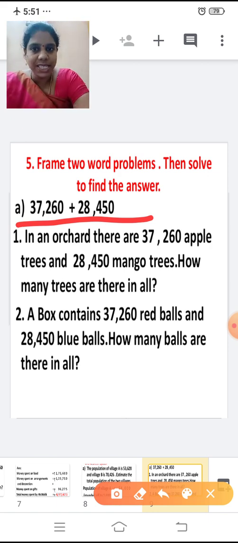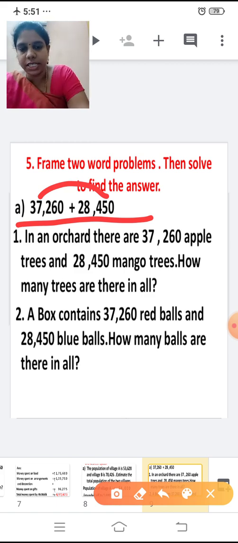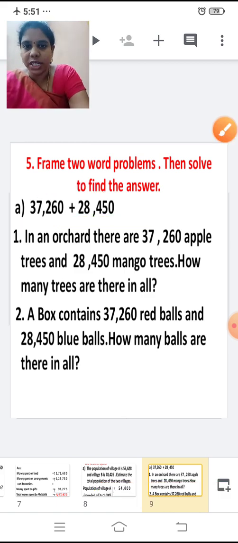37,260 plus 28,450. We are going to form a word problem. These two numbers we are going to add, right? So for that we are going to write a word problem. Just see, I'm taking an orchard.